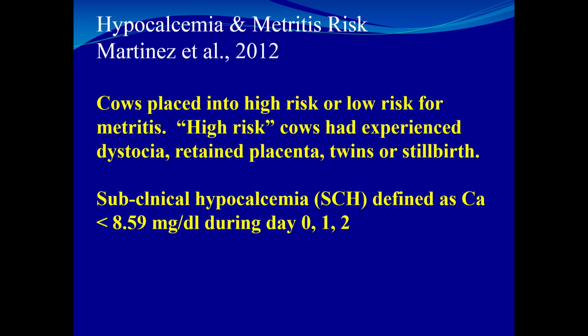And on top of that, they broke the cows into another category. They either said they had subclinical hypocalcemia, which they defined as a blood calcium below 8.59 milligrams per deciliter, or about 2.15 millimolar. So that's a very high target in my mind, but that's the number they chose. And if this cow fell below that level on either day 0, day 1, or day 2 after calving, she was categorized as being in this hypocalcemic area, subclinical hypocalcemia.